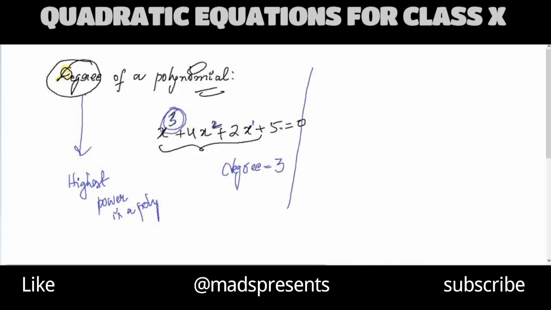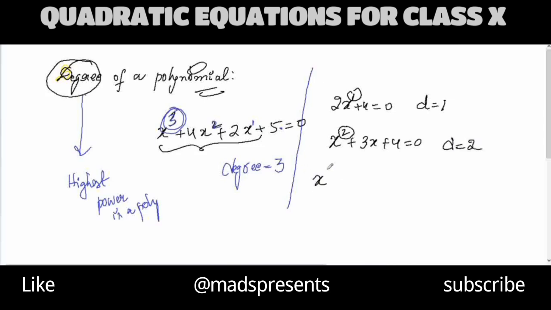Take other examples. For example, x plus 4 is equal to 0. What is the power of x here? The power of x is 1, and the highest power is also 1, so the degree is equal to 1. Take another equation, x square plus 3x plus 4 is equal to 0. Here the highest power is 2, so the degree of this polynomial is 2.